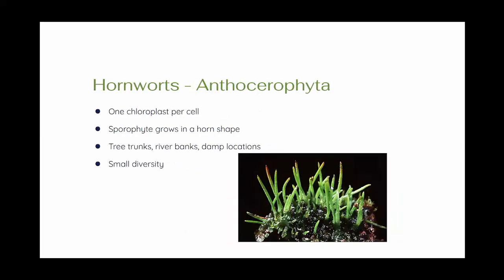Now, I went back. Hornworts. Hornworts are unique. They have only one single chloroplast per cell, and they're sort of horn-shaped. They grow in damp locations like tree trunks and riverbanks, but they have very limited diversity.